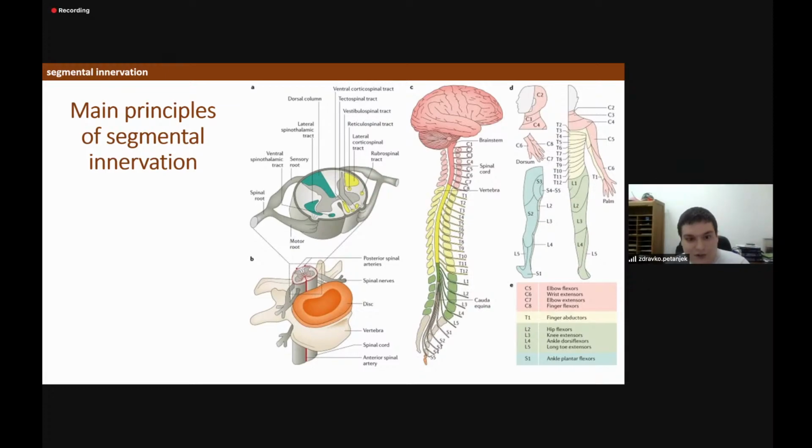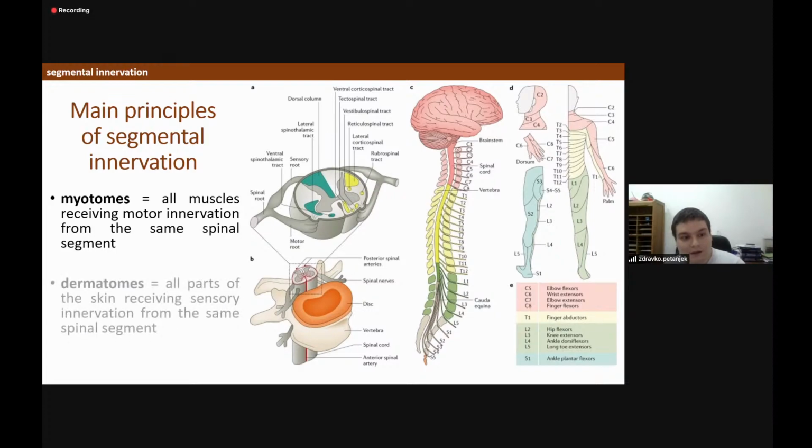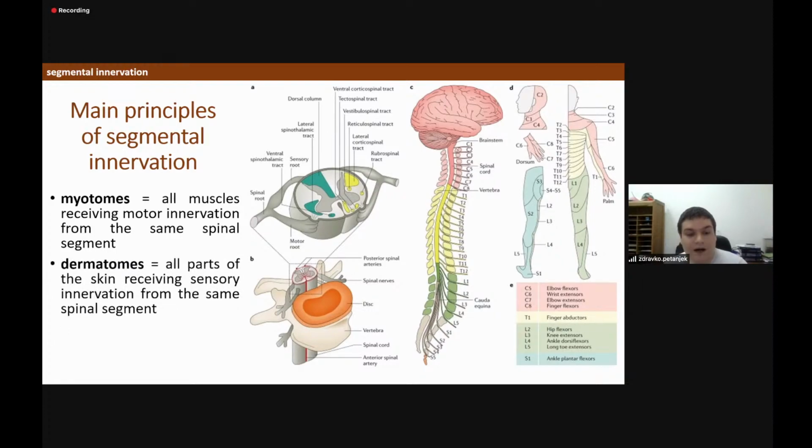Here we will introduce two terms, myotomes and dermatomes. These terms have somewhat different meanings whether we use them in embryology or anatomy. However, in anatomy, we usually use them in the following sense. So myotomes are all muscles that receive motor innervation from the same spinal segment, while dermatomes are all parts of the skin that receive sensory innervation from the same spinal segment.